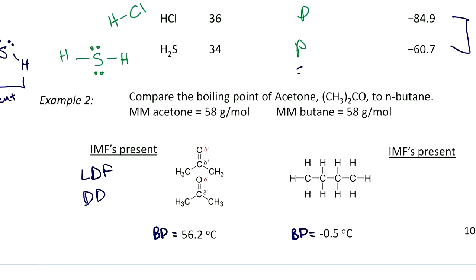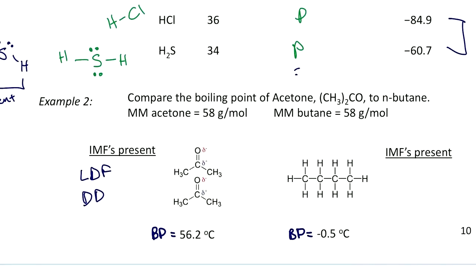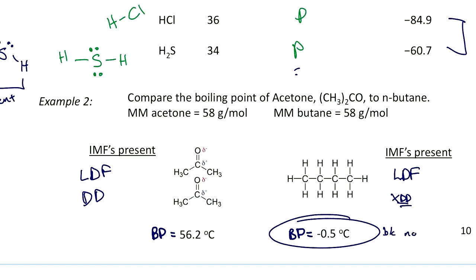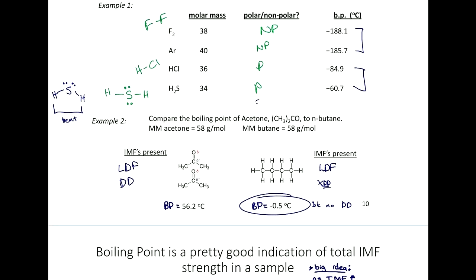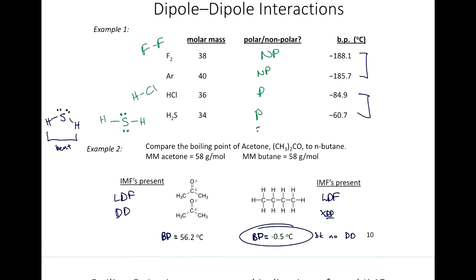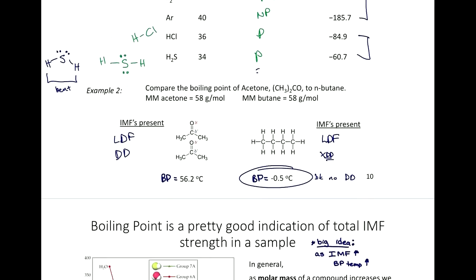All right, what about butane? Does butane have London dispersion? Yes, because everything does. But does butane have dipole-dipole? No dipole-dipole, none. So the lack of dipole-dipole in butane explains that lower boiling point temperature. They both weigh the same, but one's polar, one's nonpolar, so we see a big difference in boiling point temperature. Okay, so let's look at some more examples.